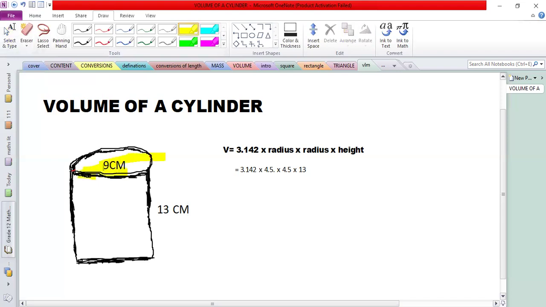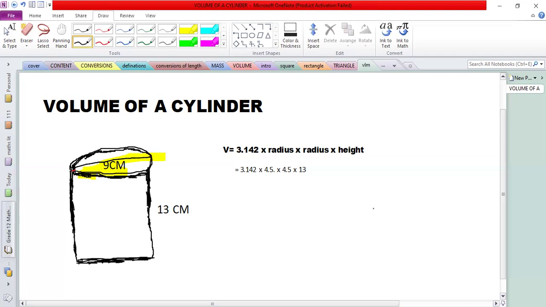I've highlighted 9 centimeter there, which is supposed to be our diameter. And I'm drawing a line. Yeah, that's my line. It indicates the diameter. So the radius is equal to diameter divided by 2. So it's 9 centimeter divided by 2, which will give you 4,5. So your formula is pi multiplied by radius squared times height.